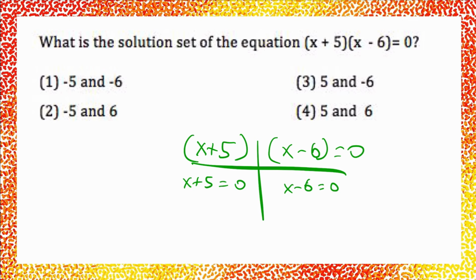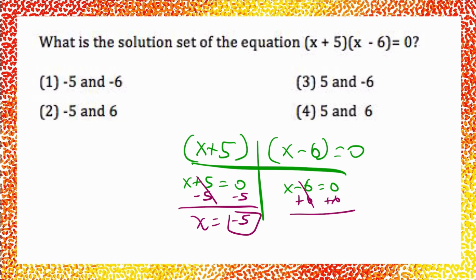And to solve for x, I use inverse operations. What's the opposite of plus 5? It's minus 5 on both sides. Those cancel. I get x equals, and what's 0 minus 5? -5. So that's one of my answers. Same thing on this side. Opposite of minus 6 is plus 6 on both sides. Cancel those out. I get x equals 0 plus 6 is 6.